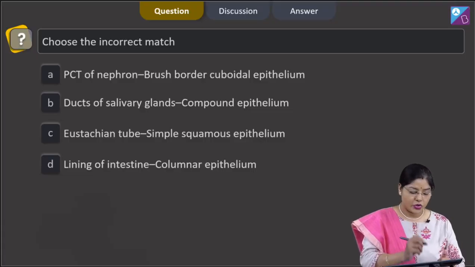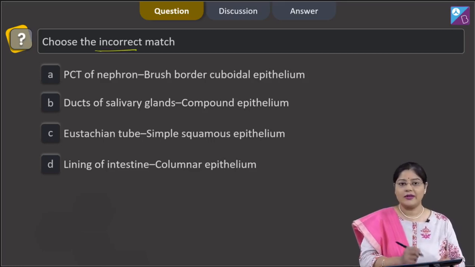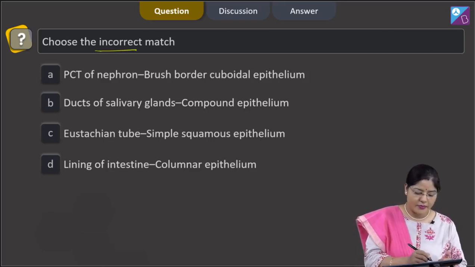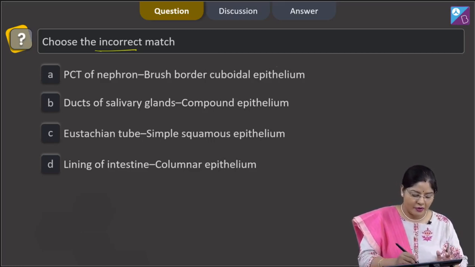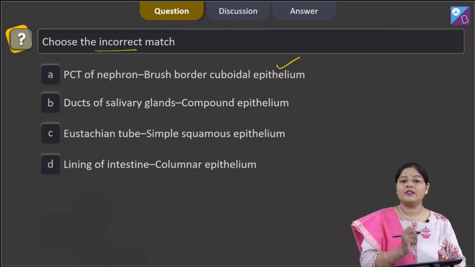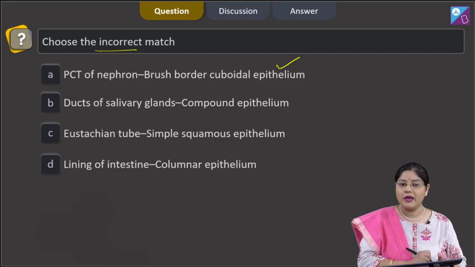Question states that choose the incorrect match. We have to find out the incorrect match. Let's see the options. Option number 1, PCT of nephron, brush border cuboidal epithelium. This is a perfect match. PCT is proximal convoluted tubule, and PCT of nephrons are lined by the brush border cuboidal epithelium.